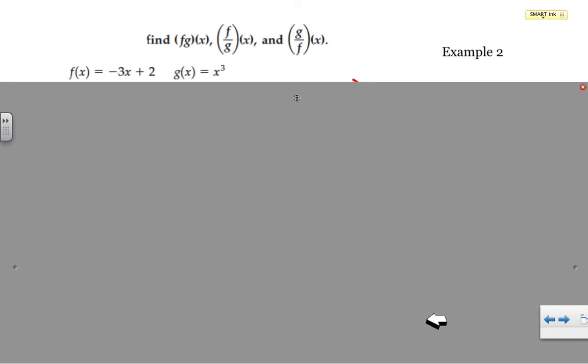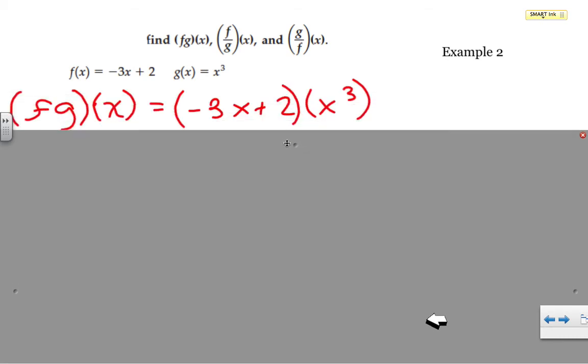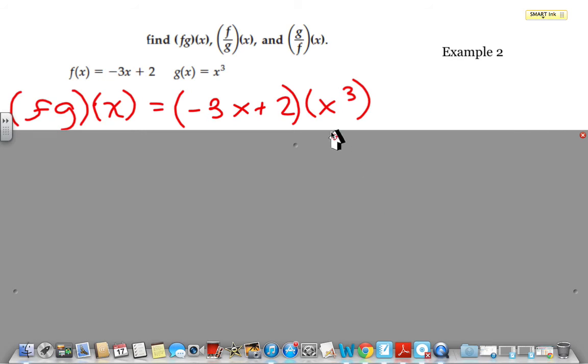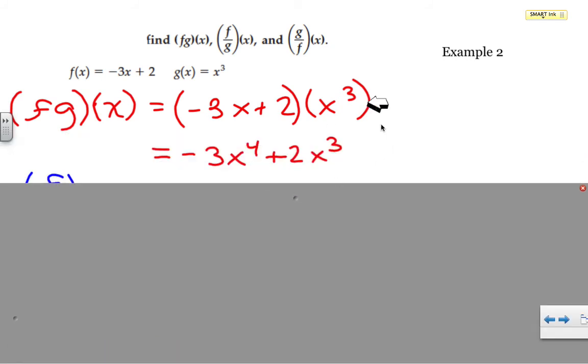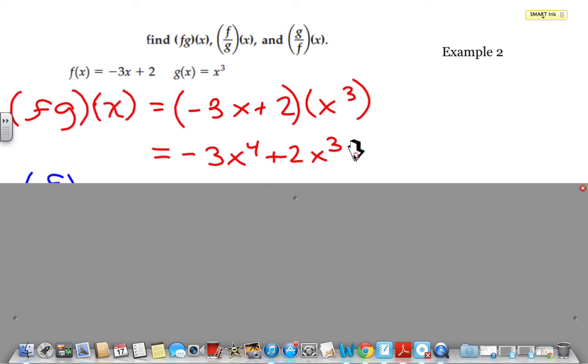All right, example 2. Now we have multiplication and division. Again, still not that hard. We're just multiplying and dividing expressions together. We're going to start with fg of x. We take negative 3x plus 2 times x to the third. This one I simply have to distribute, and I end up with negative 3x to the fourth plus 2x to the third. All I did was distribute this x to the third to everything inside the other set of parentheses. If you remember your exponent rules, x times x to the third is x to the fourth, because now there's 4 instead of 3.